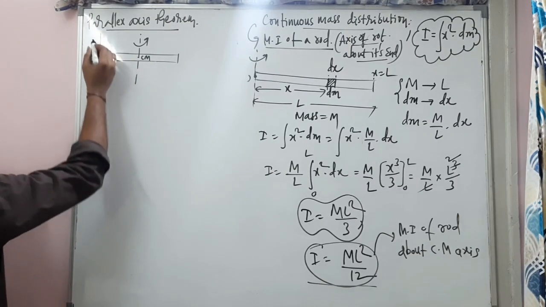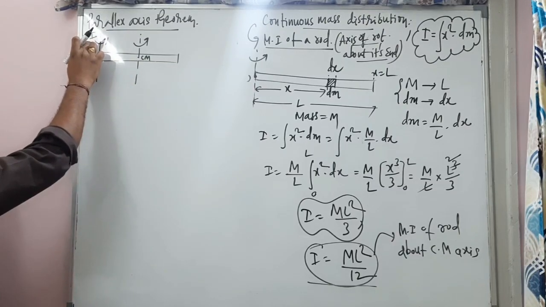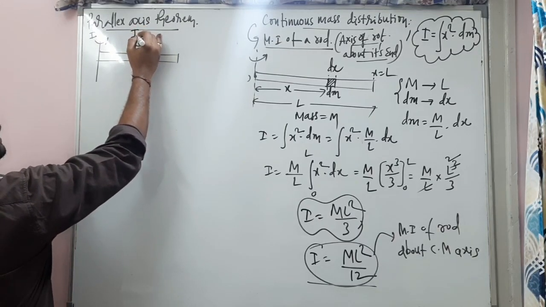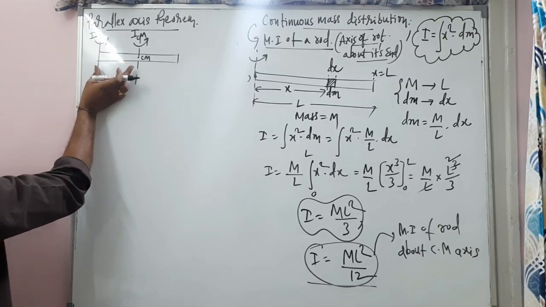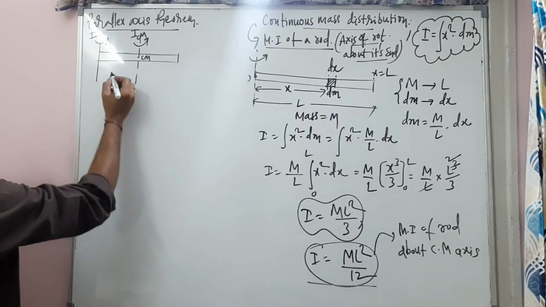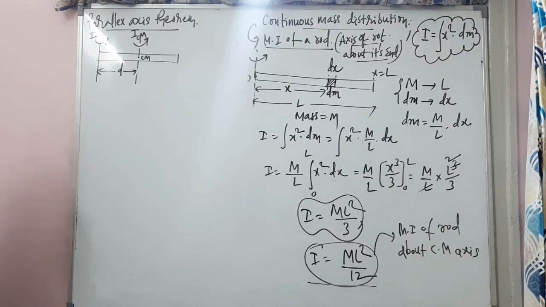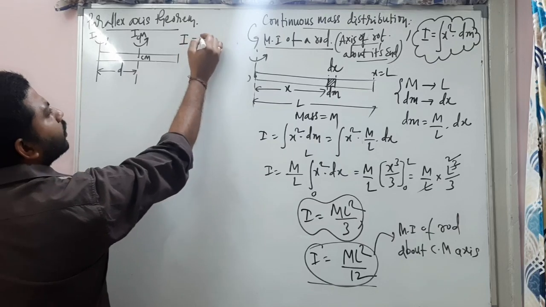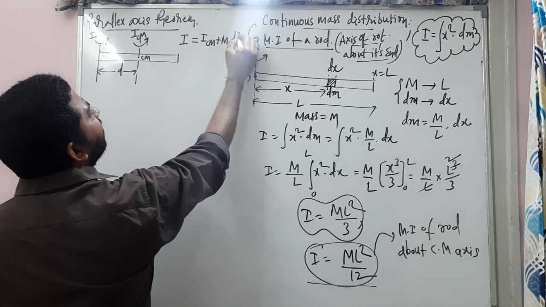And this is another axis passing through the other end. Moment of inertia of the rod about this axis is I. Moment of inertia of the rod about center of mass axis is ICM. There is a perpendicular distance between these two axes. This is one axis, this is another axis. So imagine that perpendicular distance is D. Parallel axis theorem tells that I is equal to ICM plus MD square.